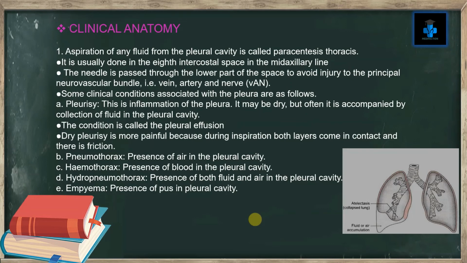B. Pneumothorax. Presence of air in the pleural cavity. C. Hemothorax. Presence of blood in the pleural cavity. D. Hydropneumothorax. Presence of both fluid and air in the pleural cavity. Empyema means presence of pus in the pleural cavity.